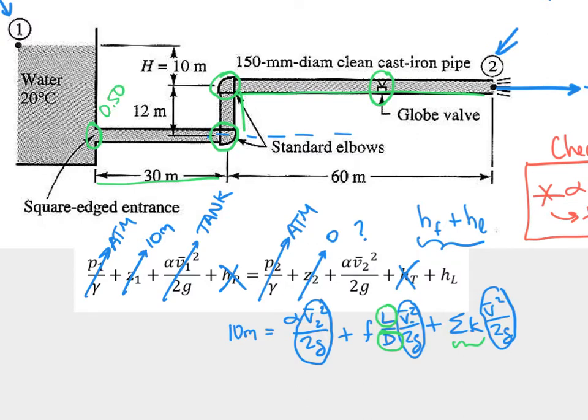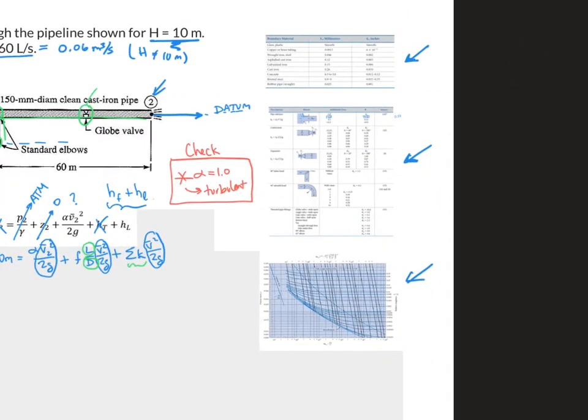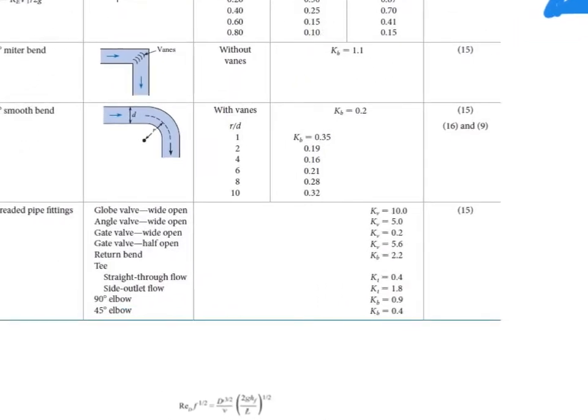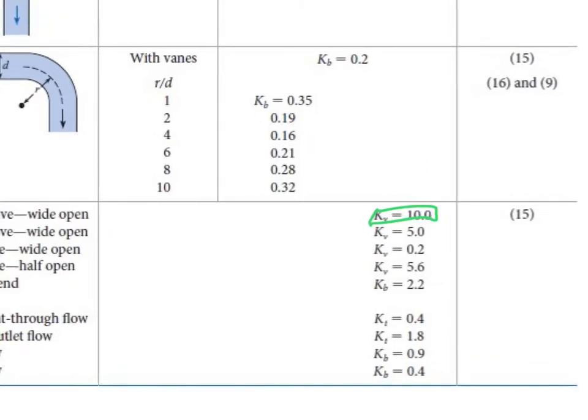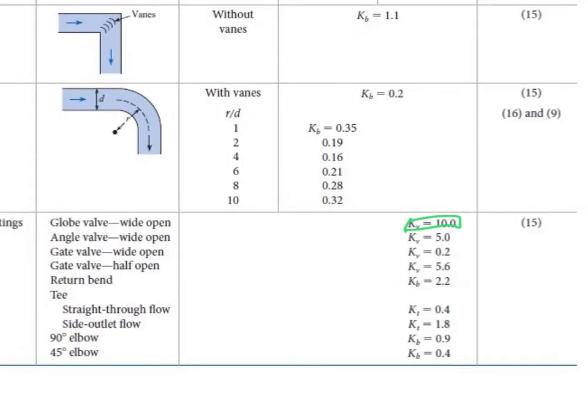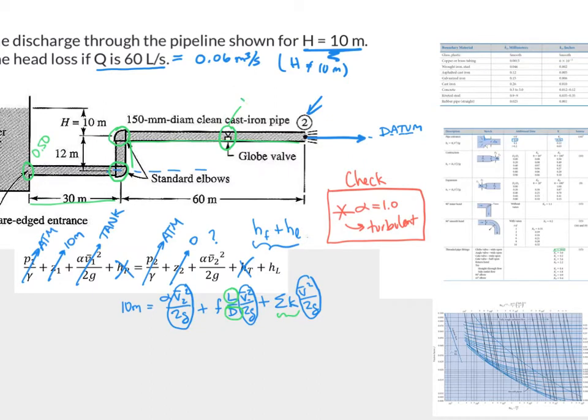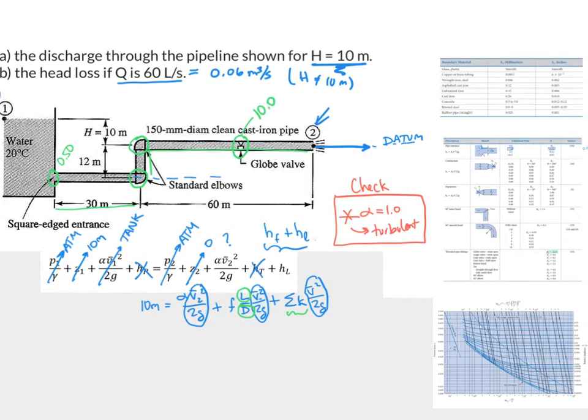The globe valve. We're going to go back over to our chart down here. Globe valve wide open: 10.0. We're going to assume that it's wide open. They don't really give us any other options, so we're going to have to go with that. So we'll go back over here. The globe valve will be 10.0. And then this last one, we've got 2 standard elbows.